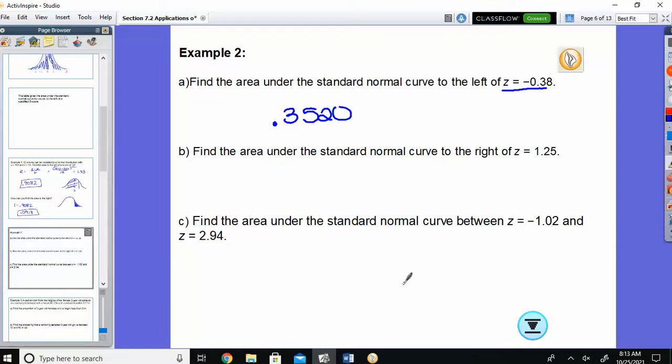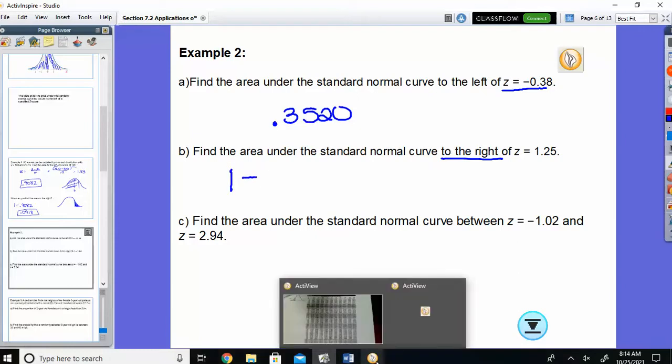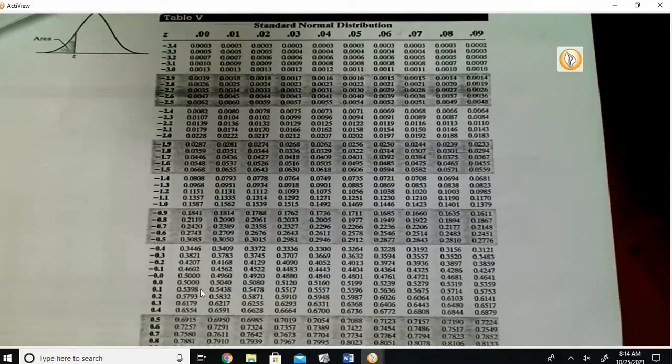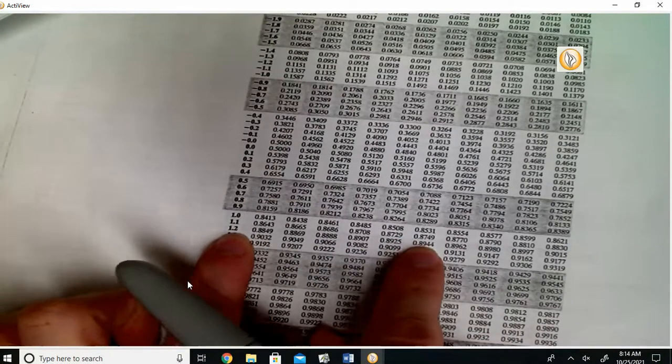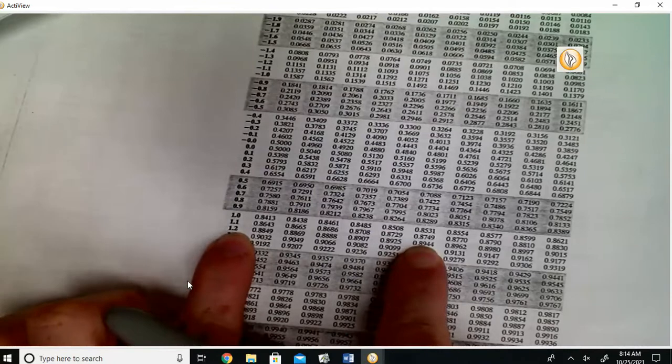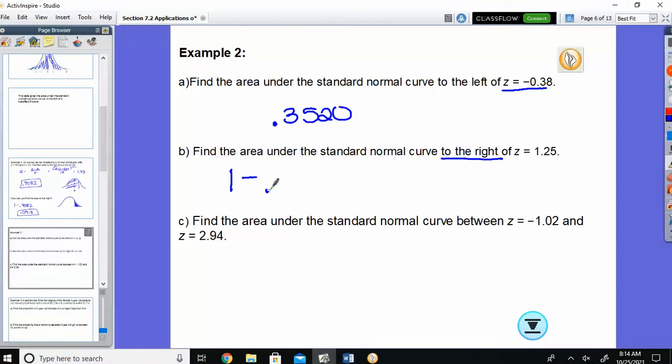Everybody seeing that on your table? How do I get area to the right? Complement. 1 minus. My z is 1.25. So I go to the 1.2 and over to the 5, and we get, subtract those, and we get 0.1056.